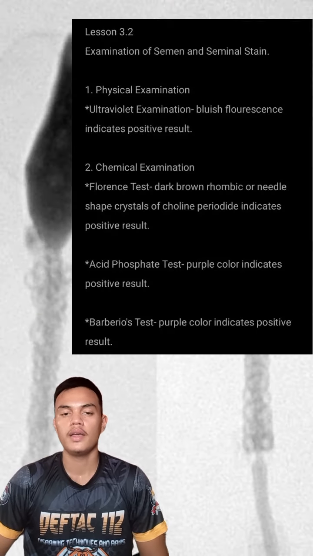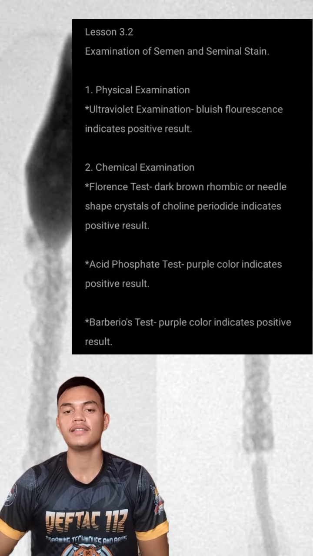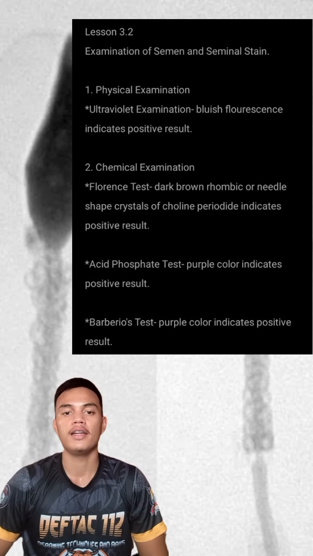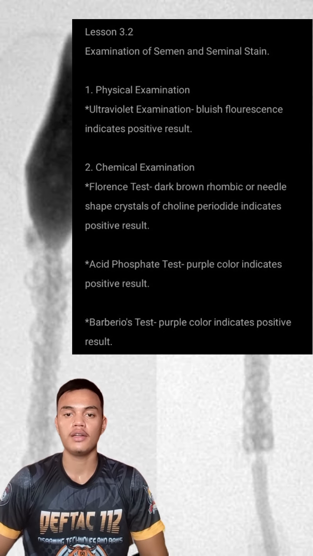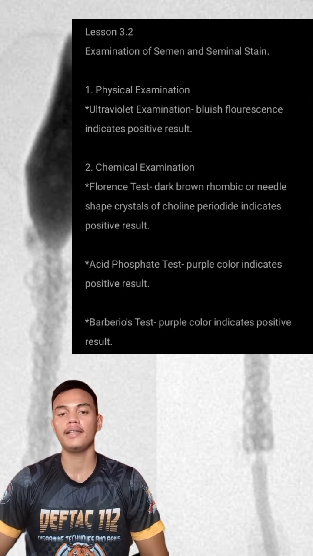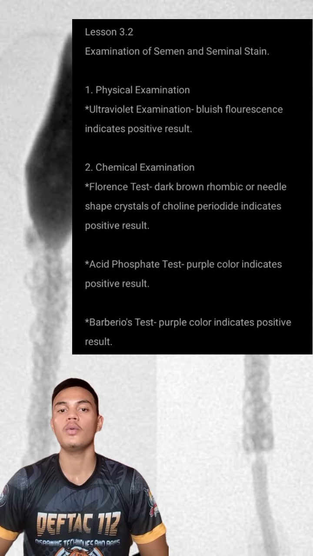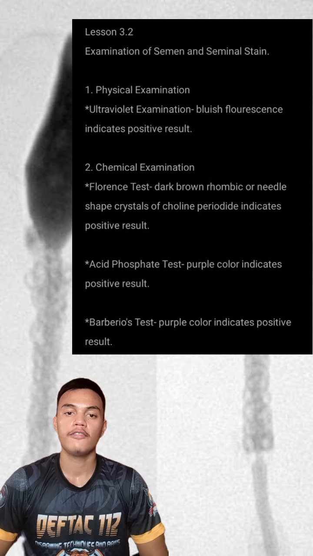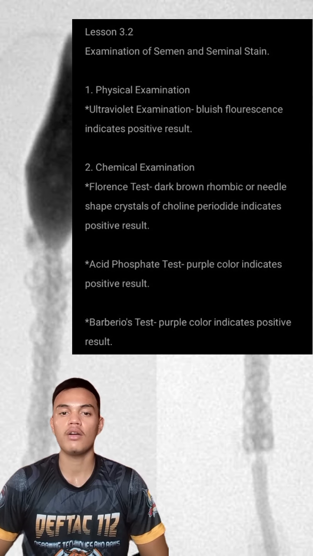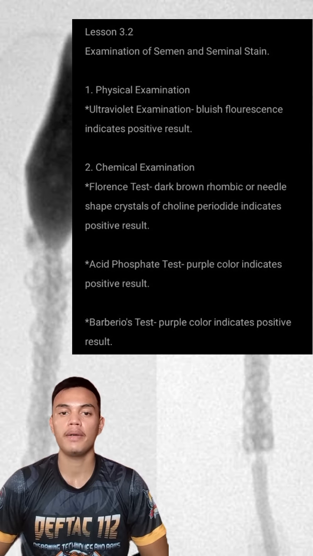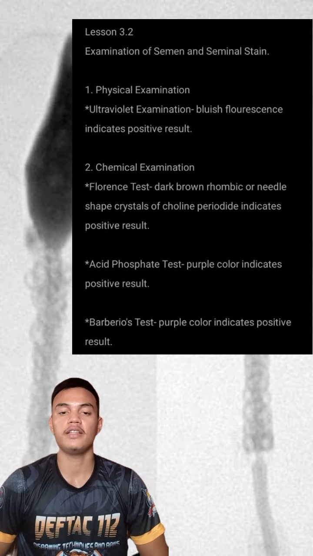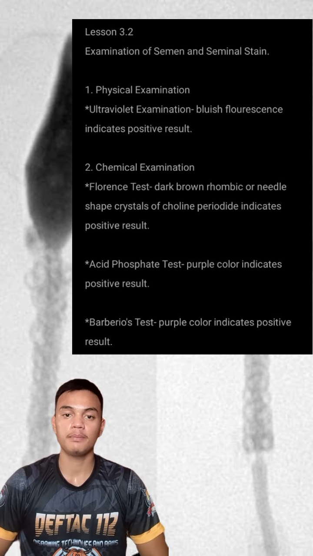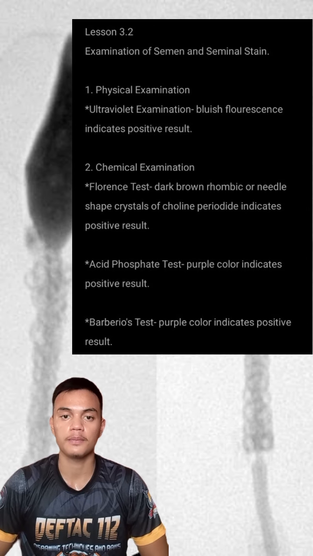Lesson 3.2. Examination of semen and seminal stain. Number 1. Physical examination. Ultraviolet examination: bluish fluorescence indicates a positive result. Number 2. Chemical examination. Fluorescence test: dark brown rhombic or needle-shaped crystals of choline periodide indicate a positive result. Acid phosphatase test: purple color indicates a positive result. Barbiturates test: purple color indicates a positive result.